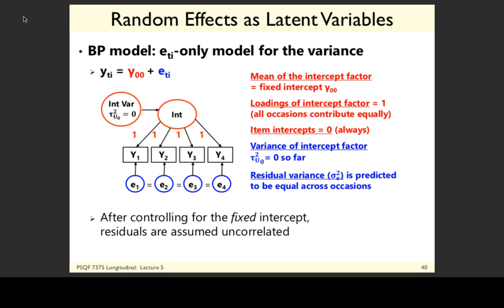So a general linear model, a regression model, would look like this in this type of notation. So here's the model, here's the diagram. So we create a latent variable that has only a mean. That's gamma 0,0. That would be in the triangle.